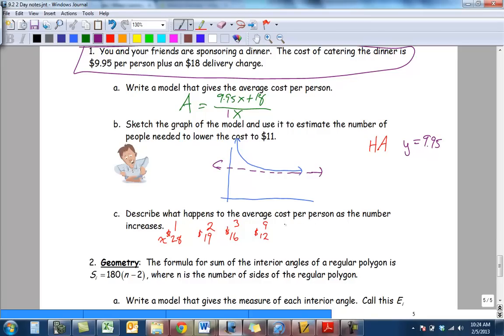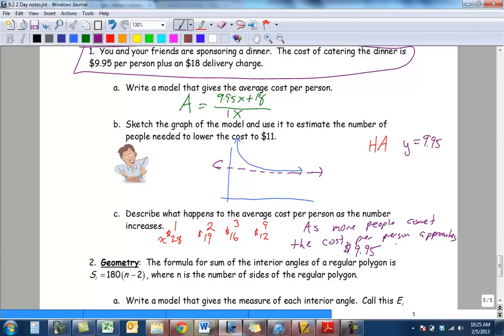Or describe what happens to the average cost per person as the number increases. As more people come, the cost per person approaches how much money? It approaches $9.95. Think about it. If 18 people come, that means we each got to chip in $1 for the delivery charge. So our $10 becomes $11.